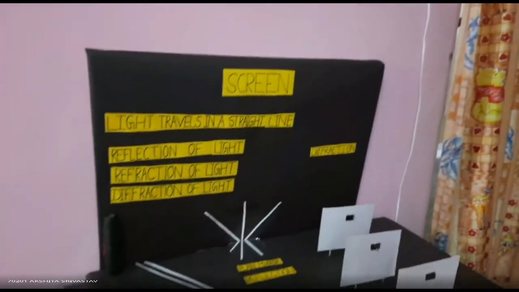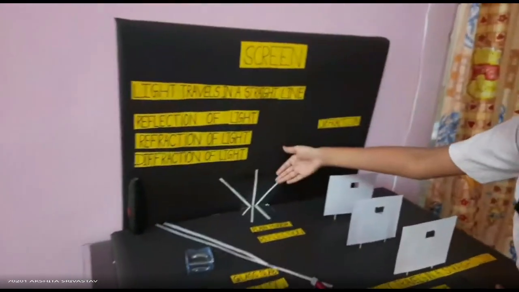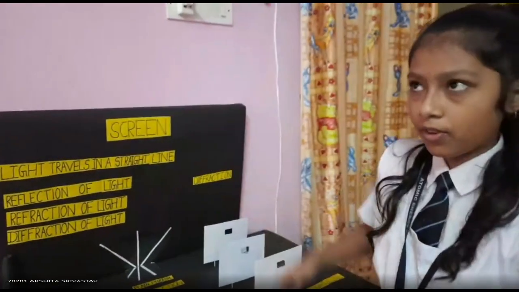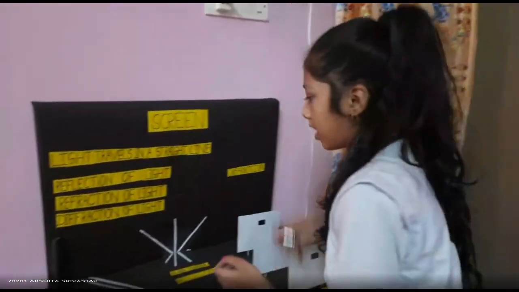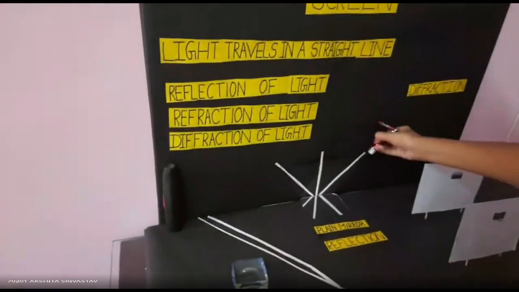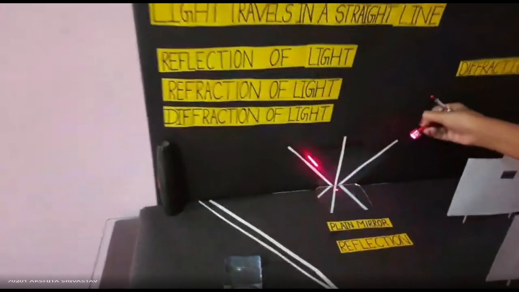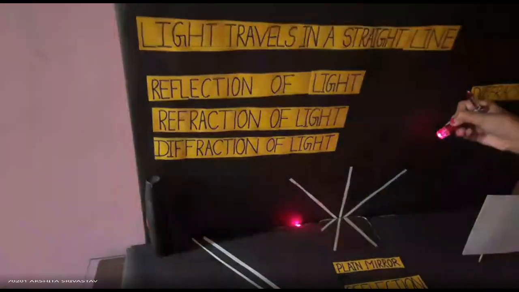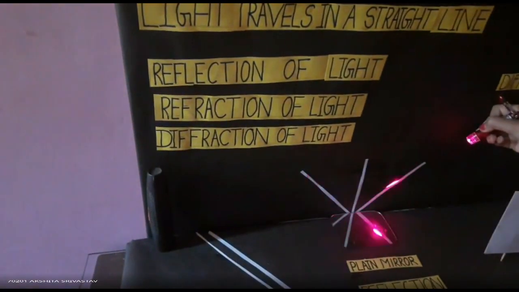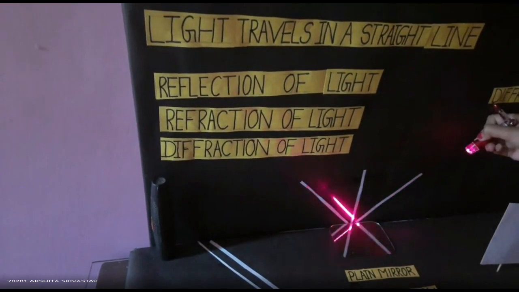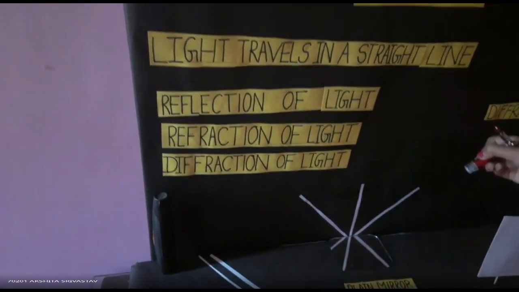The second property that I am going to show is reflection of light. The law of reflection says that when light is reflected by a surface, the angle of incidence is equal to the angle of reflection. To prove this, I have taken here a laser light, a plane mirror, and a screen. Now, when I put laser light on the plane mirror, we see that the angle of incidence is equal to the angle of reflection. This proves the property of reflection that the angle of incidence is equal to the angle of reflection.